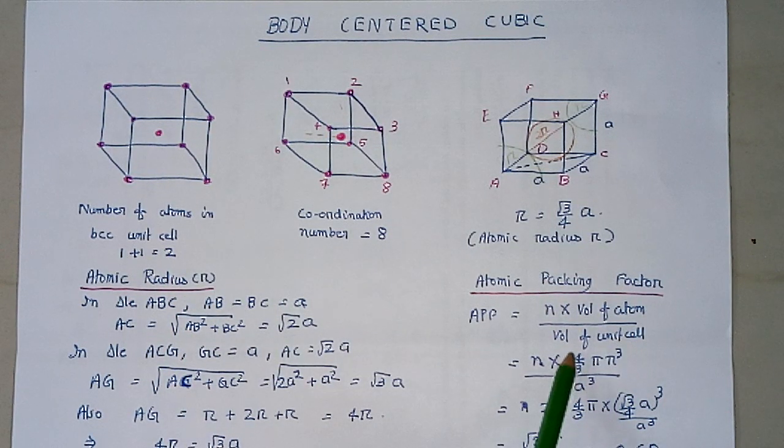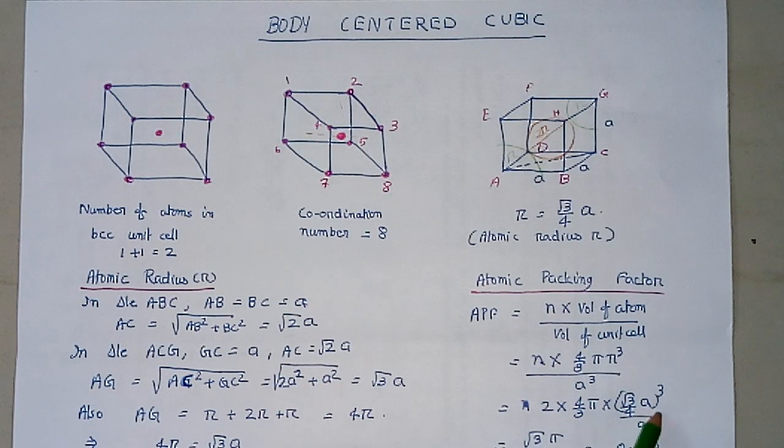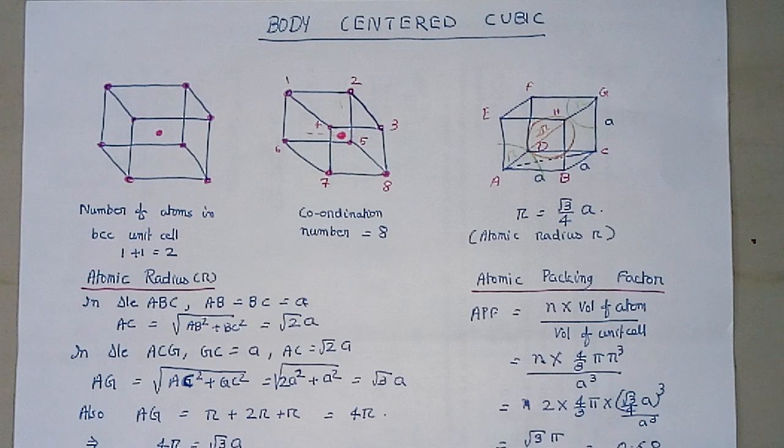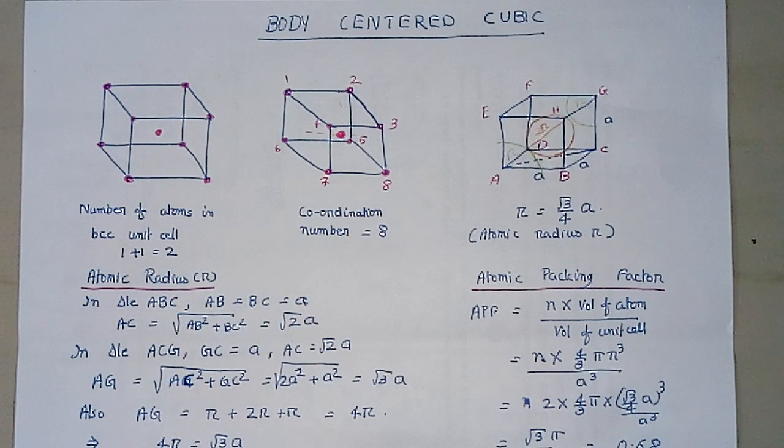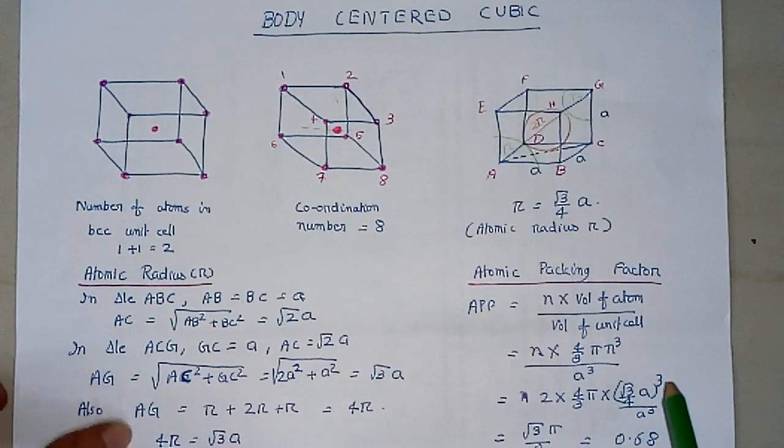Volume of the atom is 4 by 3 pi r cube. So 2 into 4 by 3 pi into root 3 by 4 A cube upon the volume of the unit cell, which is A cube. So you will get this value as root 3 upon 8 into pi, and that value equals 0.68. Hence we can say that the atomic packing factor is 0.68. What does it imply? That is, 68% of the volume of the unit cell is occupied by the atoms. The remaining 32% is void, or vacant. So 68% is the atomic packing factor for the BCC crystal.